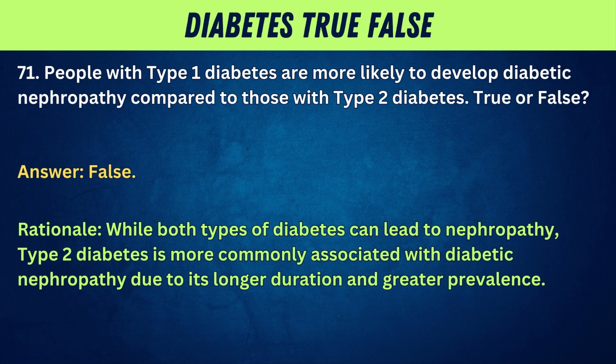71. People with type 1 diabetes are more likely to develop diabetic nephropathy compared to those with type 2 diabetes. True or false? Answer: false. Rationale: while both types of diabetes can lead to nephropathy, type 2 diabetes is more commonly associated with diabetic nephropathy due to its longer duration and greater prevalence.